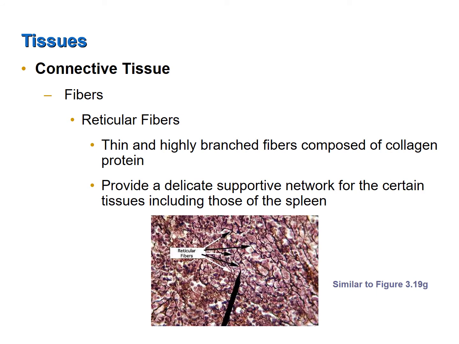Reticular fibers are thinner than both collagen and elastic fibers. They are highly branched, and they're composed of the protein collagen. Reticular fibers provide a soft, delicate, supportive network for certain tissues, including those of the spleen and other lymphatic organs.